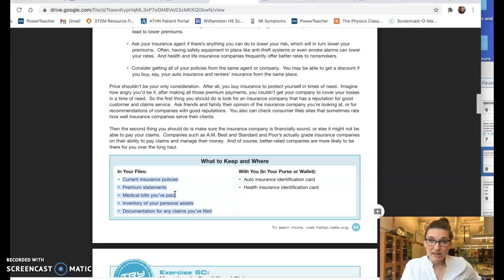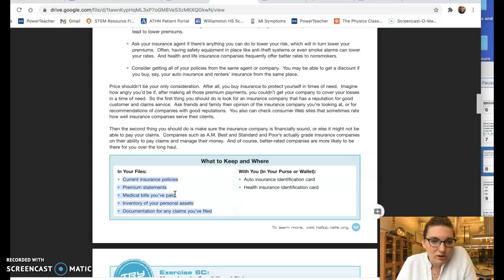Medical bills you've paid. Okay, so if maybe there's some kind of glitch somewhere, you can fix it. You can say like, nope, I have this document. Look, it's got all your numbers on it that you need. I paid this. Inventory of your personal assets, just so you know. Like if you were in a situation where somebody was stealing things, or if your house was broken into for whatever reason, it's good to have a list of the stuff, especially the expensive, important stuff that you have, so that you can document if it goes missing, what it is, how much it is worth.